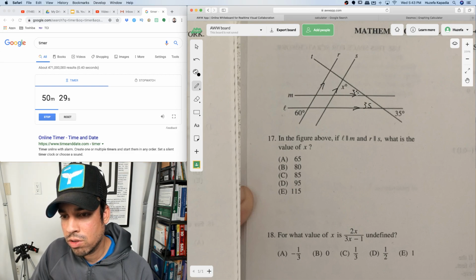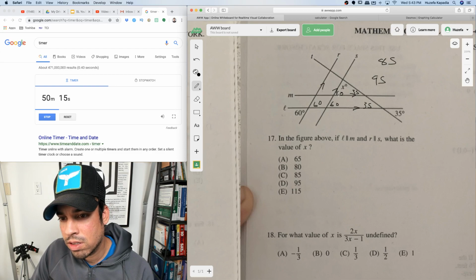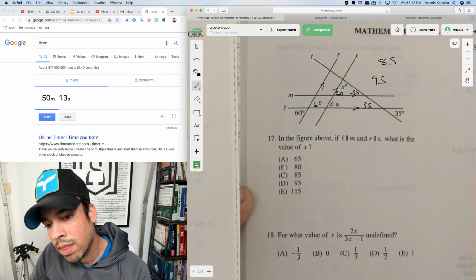These are vertical angles, and these are corresponding angles. This is 60. This is parallel, so this is also 60, and then this is also 60. So 60, 35, 95. x must be 85, because this equals 180. Done.